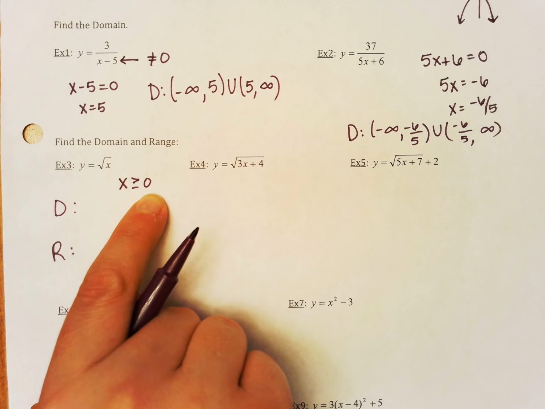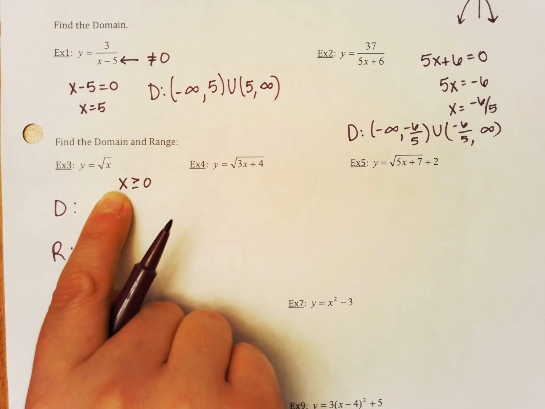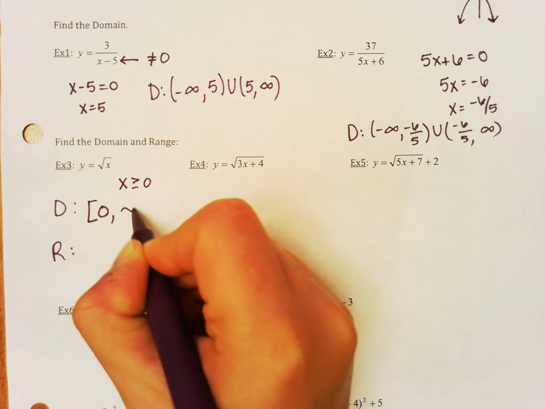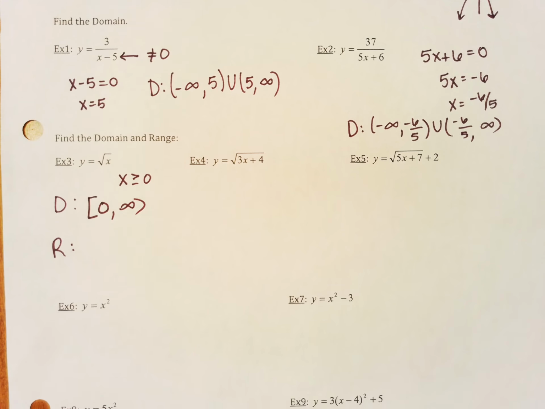X is greater than or equal to 0 means we're including it. We want values that are bigger. So anything bigger than 0. So including 0 and then bigger than it all the way to infinity. So that's what our domain would be.